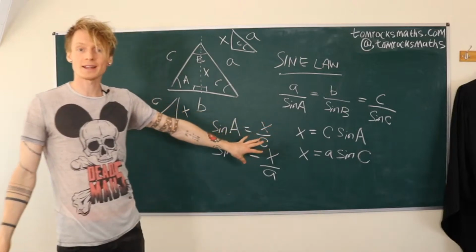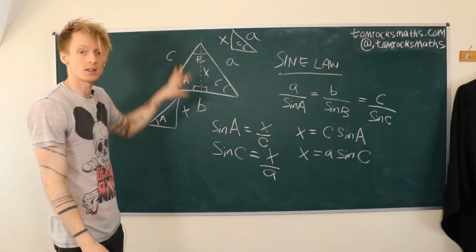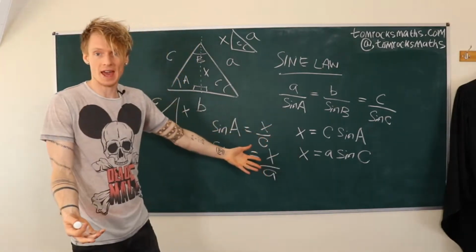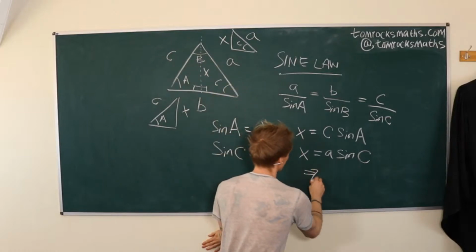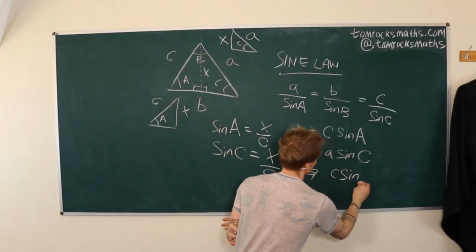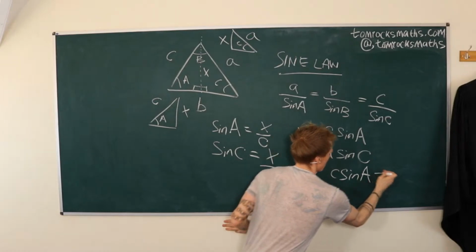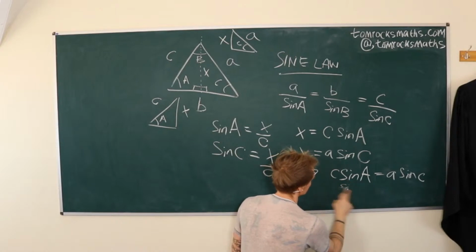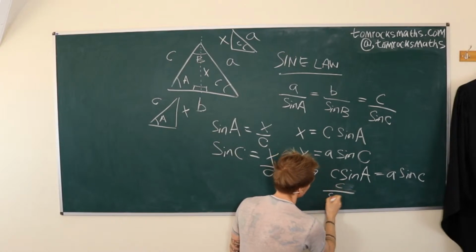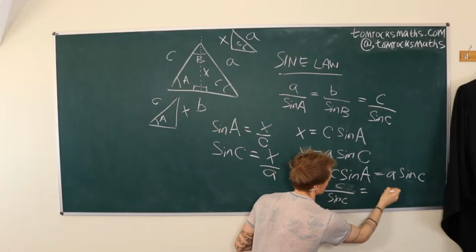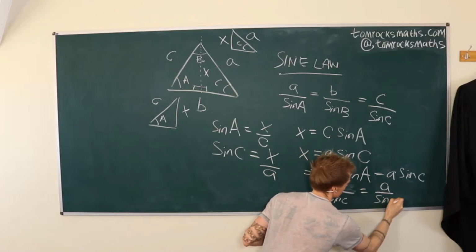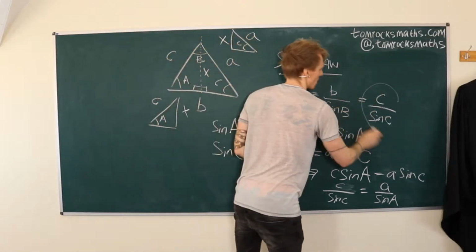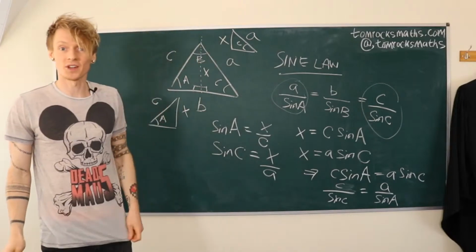So we have two equations for X, and they both have to be true, because they're both just based on our trigonometry rules. So if these two are equal to each other, because they're both X, then that tells us that C sine A is equal to A sine C. And if I rearrange that, that's the same as C over sine C equals A over sine A. So this one is equal to this one. That's the first part of my sine rule.